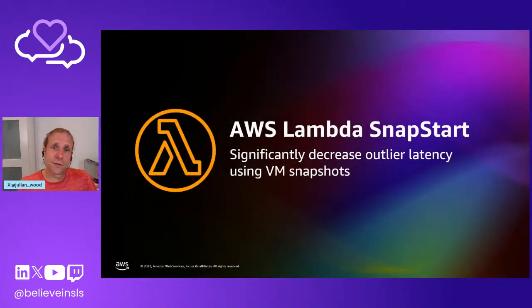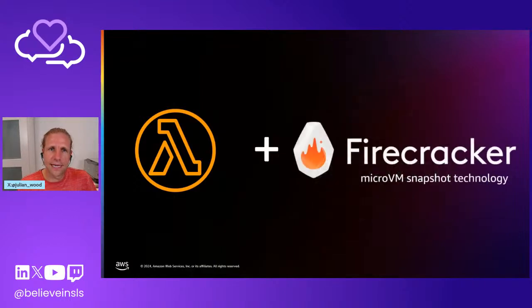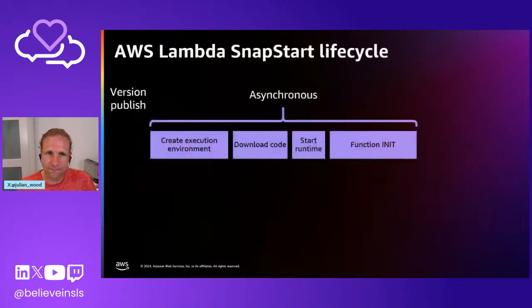And so that's actually what we're doing with Lambda Snapstart. Lambda Snapstart automates the management of execution environment snapshots to significantly improve the outlier latency of Lambda functions. It's initially available for the Corretto Java 11 runtime and is powered by the open source Firecracker, supporting VM snapshots and restore. So let's have a quick look at how that works.